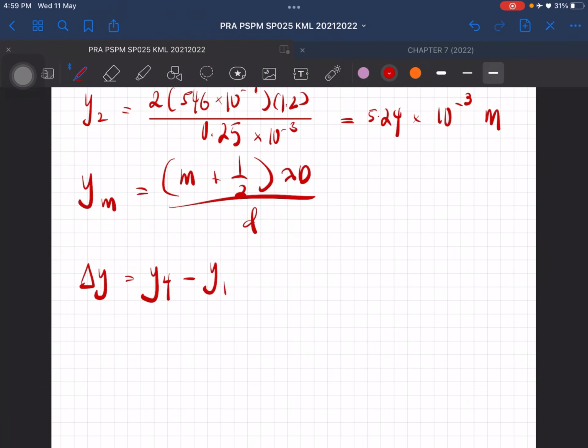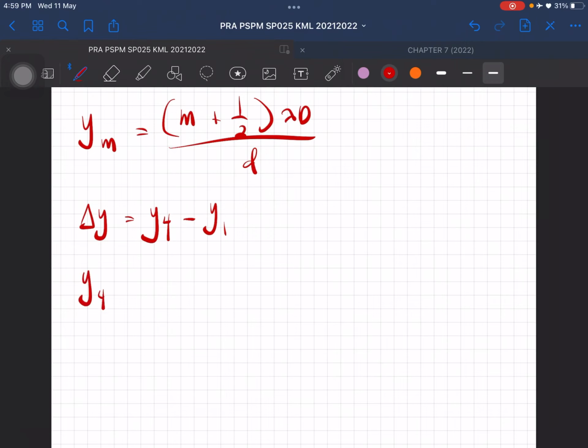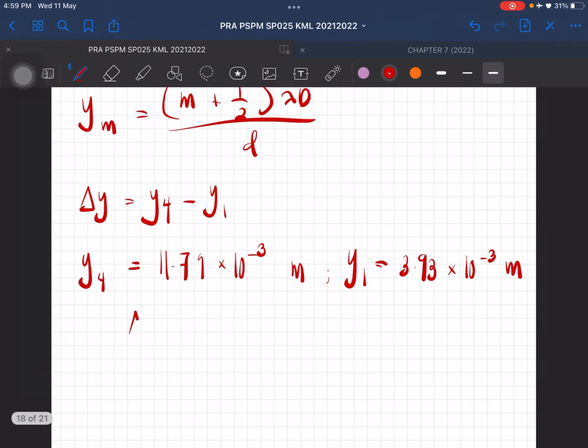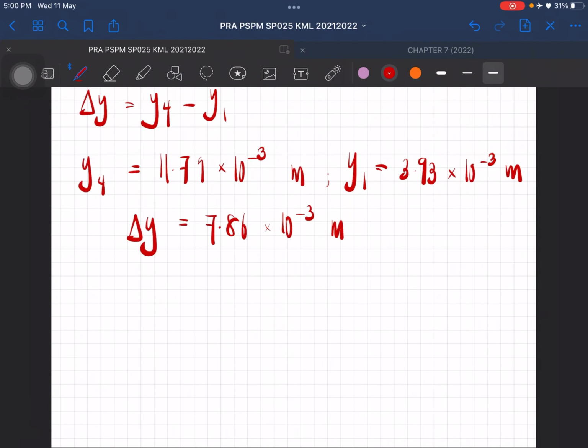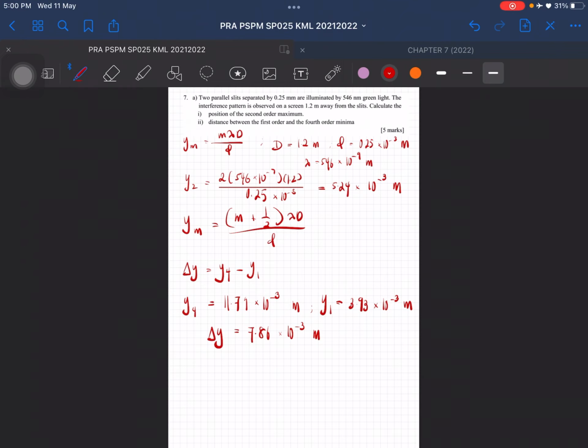subtract these two. Okay, so y4 you should get 11.79 times 10 negative 3 meter, and then y1 you should get 3.93 times 10 negative 3 meter. Okay, so the distance between the first order and fourth order minima is 7.86, what is the name of this unit? Millimeter. Okay, good. Alright, so that is 7A.